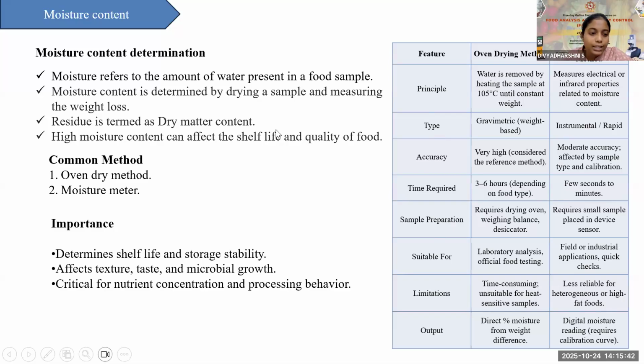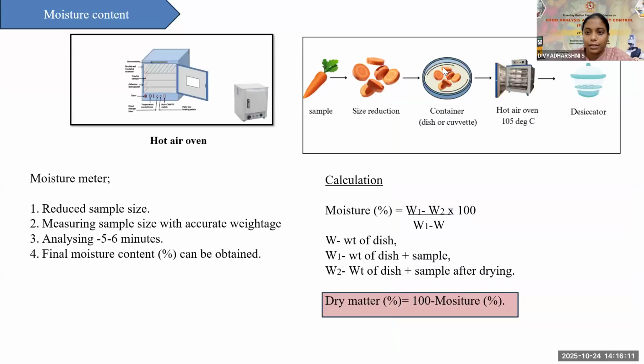Coming to the importance, it is helpful in determining shelf life and storage stability, and it affects texture, taste, and microbial growth. If the moisture is not correctly predicted, it will lead to inappropriate storage conditions and packaging materials, and it is critical for nutrient concentration and processing behavior. This is very essential for composition behavior also. And we will see the videos to show how it is done.